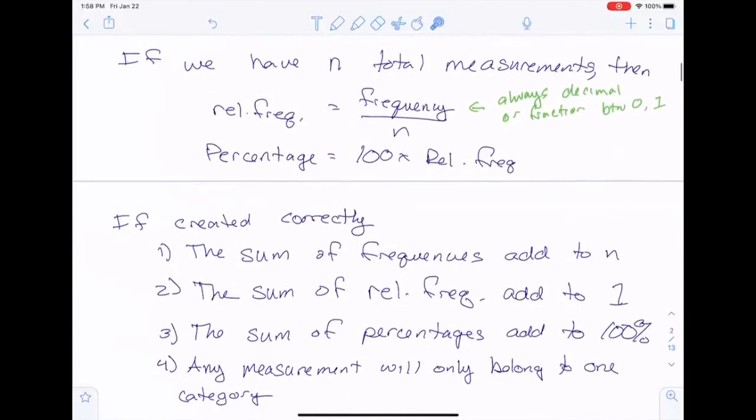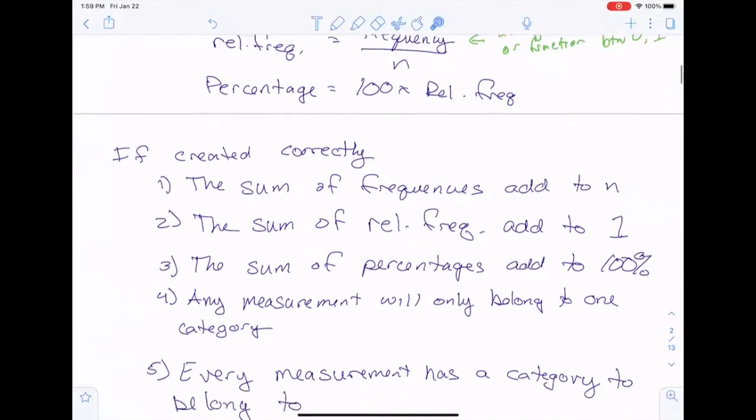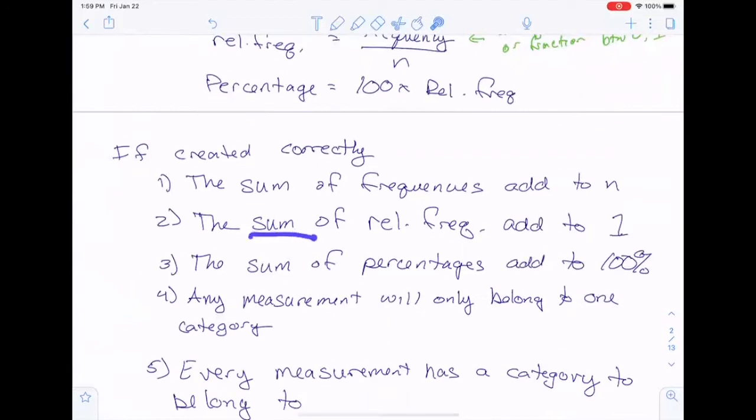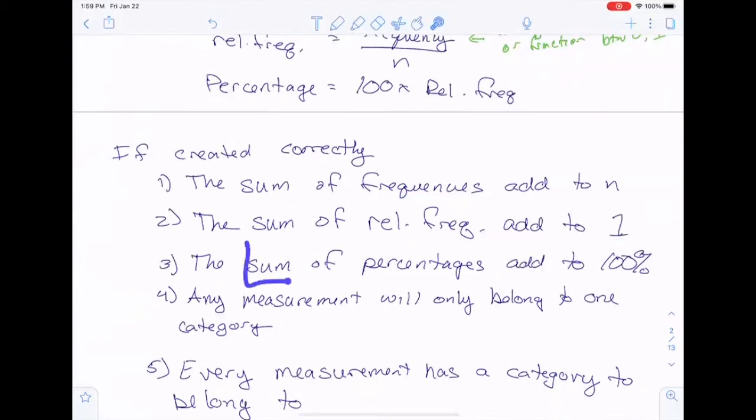And if we create this thing correctly, what will happen is if we add up all the frequencies of our categories, they should add up to the total number of data points I have, right? If I'm going to break all of the data points up in a sub number of categories, every item should go into one category, and the total of all those categories should contain every data point, right? The sum of my relative frequencies should add up to 1. The sum of my percentages should add up to 100%.